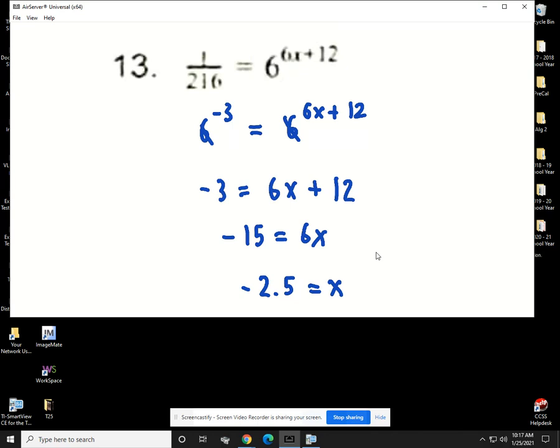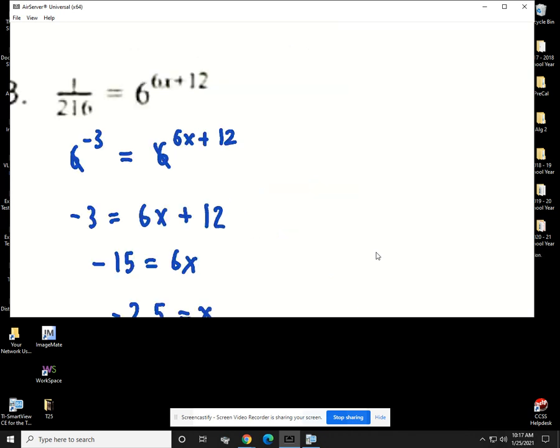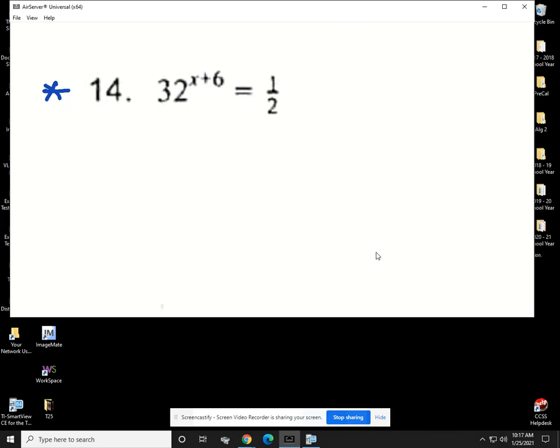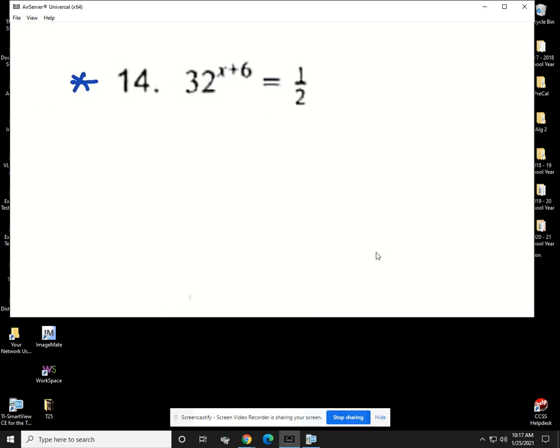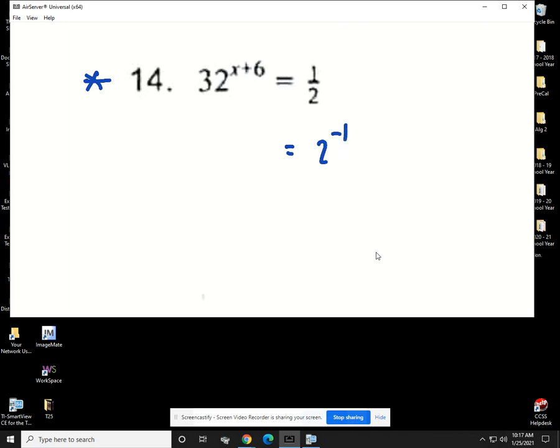Questions about that one? Pretty straightforward, right? Pretty easy. All right, number 14. This is more like the one. You have to change both bases and one of your bases will be negative. Okay, for example, what base am I going with? 2, right? So on the right side, it already is kind of a 2. It's 1/2. So that's not just 2, it's 2 to the negative first.